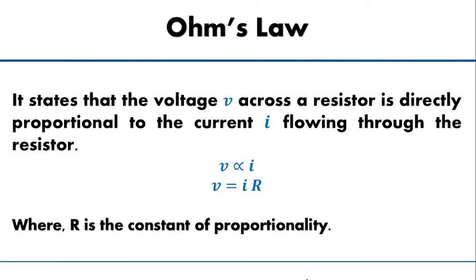Ohm's law states that the voltage V across a resistor is directly proportional to the current I flowing through that resistor. That is, V is directly proportional to I. V is equal to I into R, where R is the constant of proportionality.